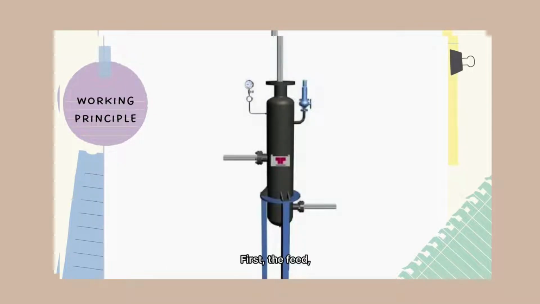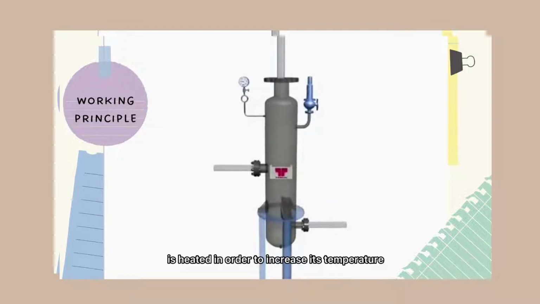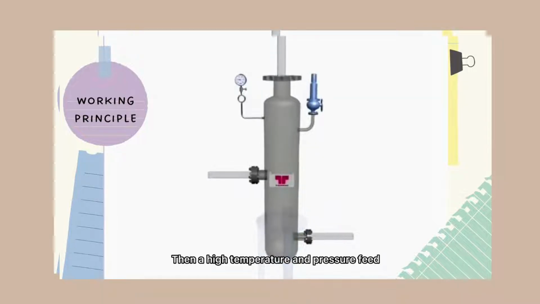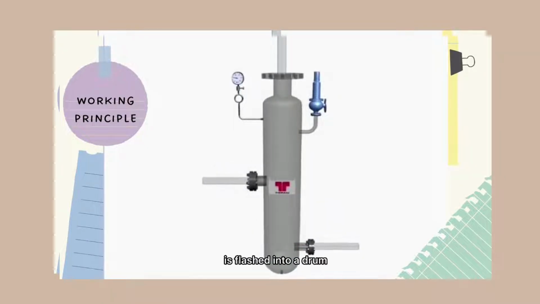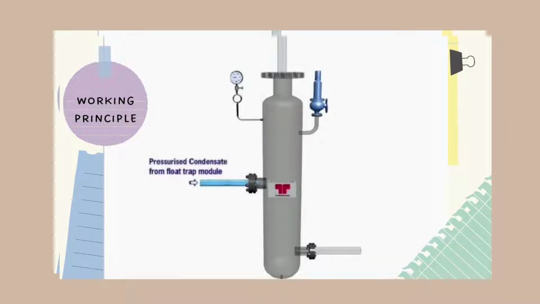First, the feed, which can be a mixture of constituents in liquid phase or in partially vapor-liquid phase, is heated in order to increase its temperature. Then, a high temperature and pressure feed is flashed into a drum, which causes its pressure to reduce as it flows through a restriction valve at the inlet of the drum. The purpose of the restriction valve is to partially vaporize the feed passing through it.